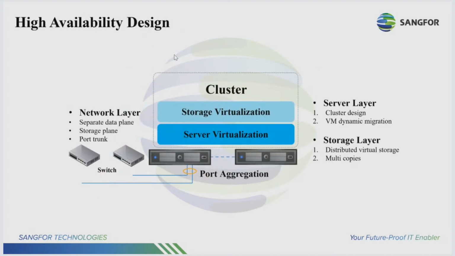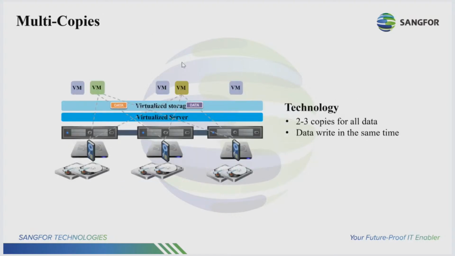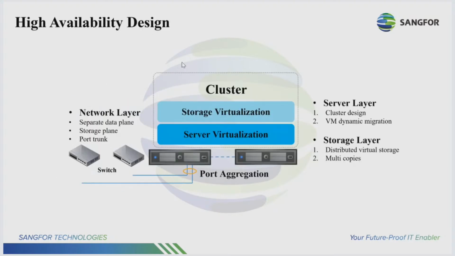Last one is our stable design. Here you can see, in order to ensure the stability of the platform, our high reliability design covers network layer, server layer, and storage layer. In network layer, we have a separate design for business communication port and storage communication port. And we can do port aggregation to ensure network stability.